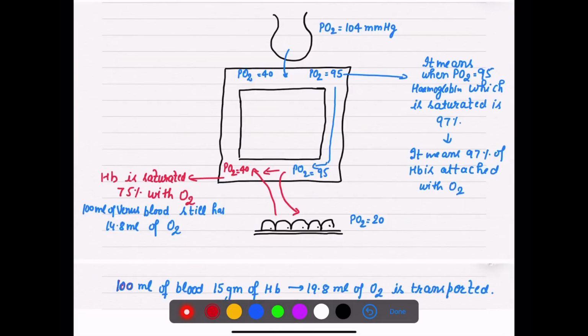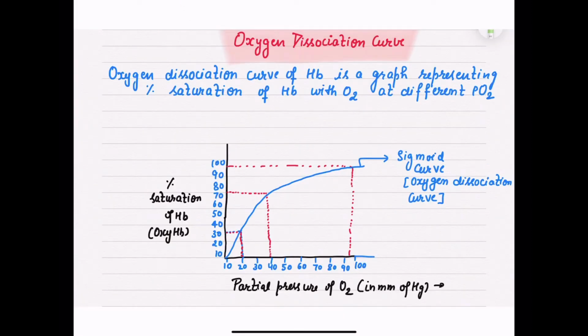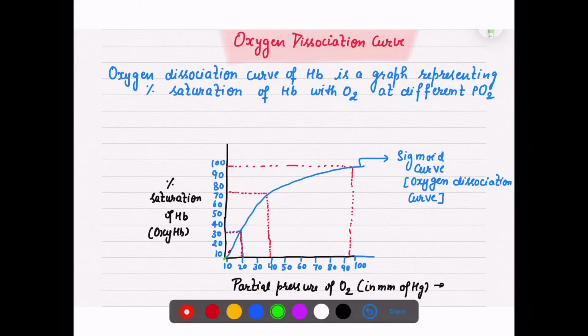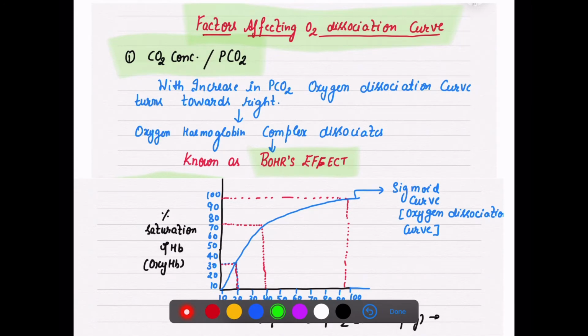An important thing we need to understand here is that this curve is known as the oxygen dissociation curve, or the sigmoid curve. This curve of oxygen and hemoglobin is known as the sigmoid curve. It has another name also, oxygen dissociation curve. Why it is also called the oxygen dissociation curve, now we will understand, from the factors which affect the oxygen dissociation curve, or I can say the factors which affect the sigmoid curve.